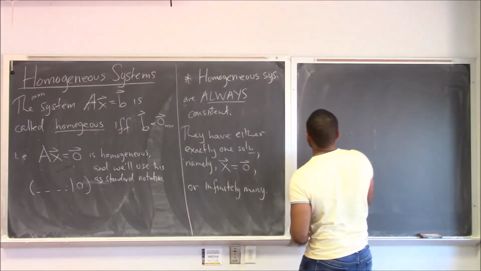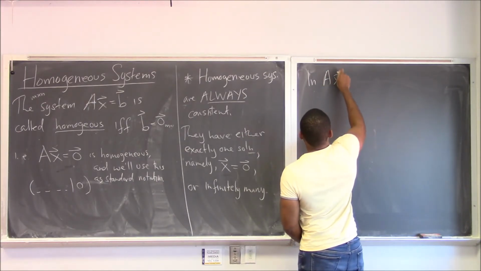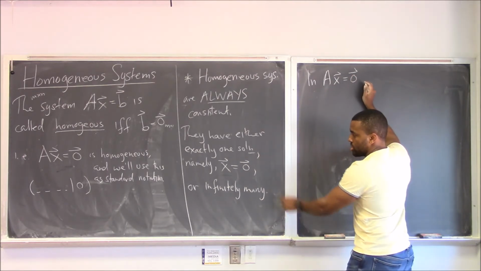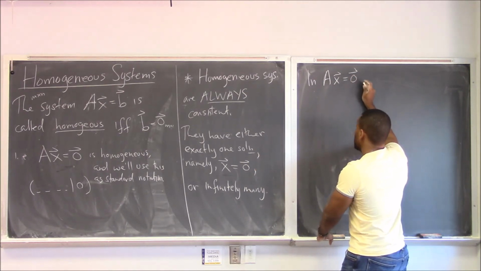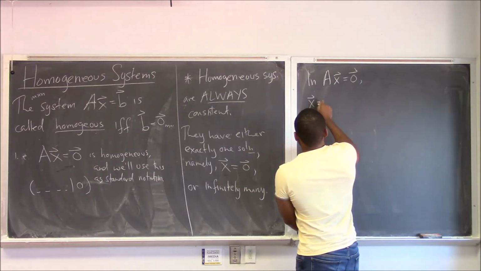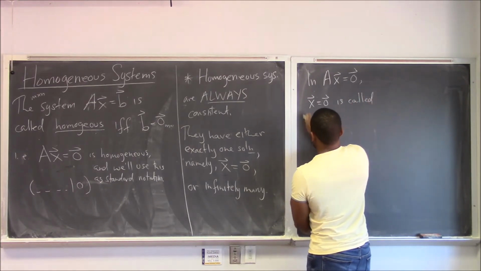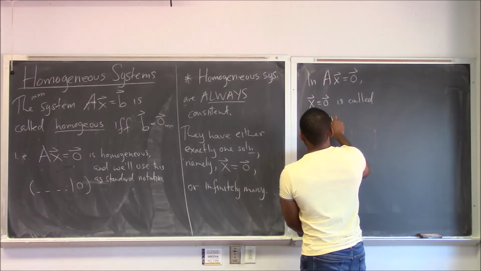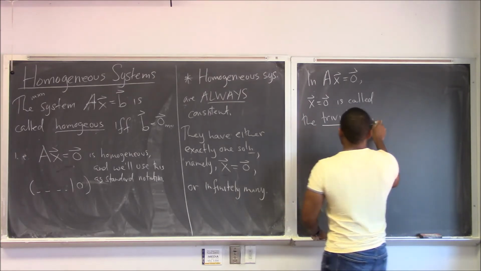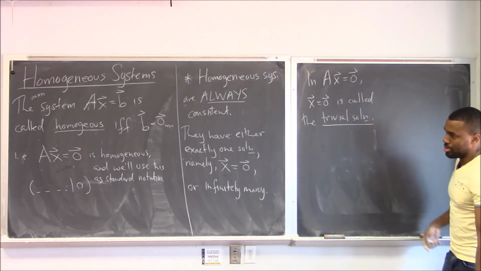And I should also mention, when AX equals 0, and this is a consequence of it being a vector space, by the way, but we'll talk about that later. In AX equals 0, x equals 0 is called the trivial solution. That's the brain dead solution that we know is there, that we don't have to look for because we know it's there. We call it the trivial solution.